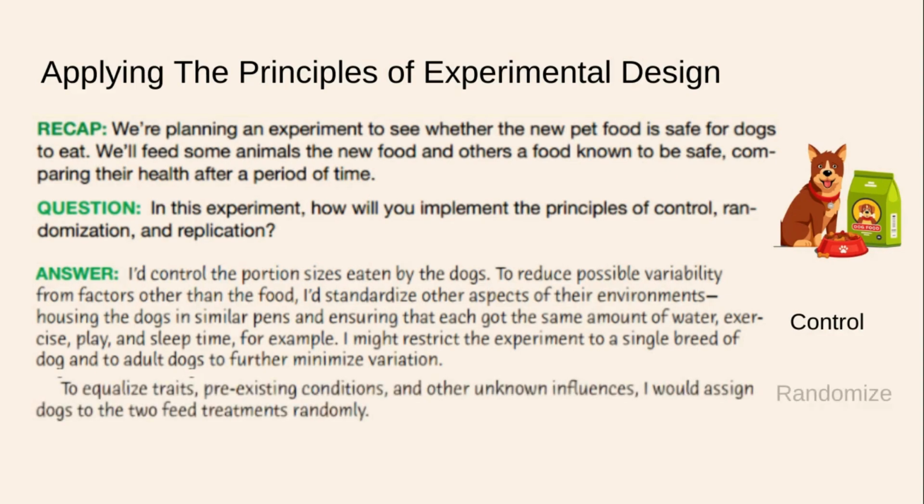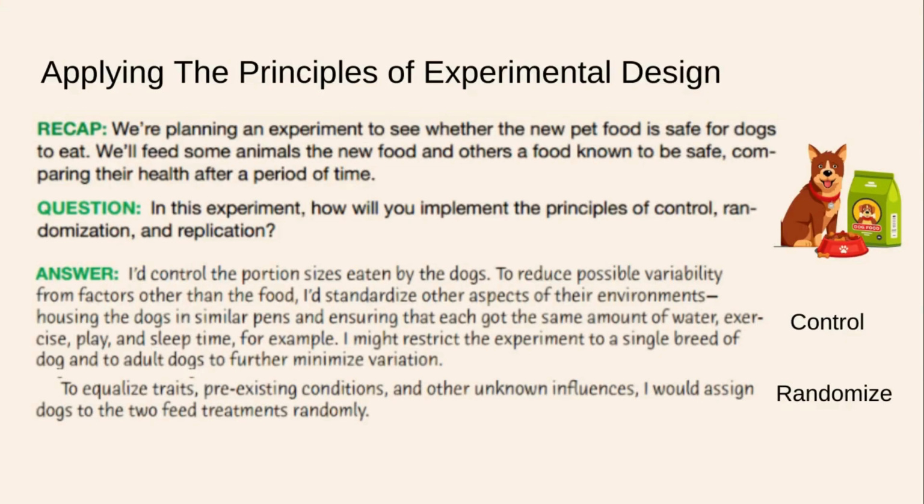Next, we're going to talk about randomizing to equalize traits, pre-existing conditions, and other unknown influences, basically things we can't control, things that we can't deal with up here. I would assign dogs to 2 feed treatments randomly. All right. So we would assign dogs randomly. Half the dogs would go to eat the food that we're trying to learn about, and the other would go to the safe dog food that was either known to be safe or apparently made in the kitchen of one of these textbook writers who thinks that they are all that when it comes to making dog food.